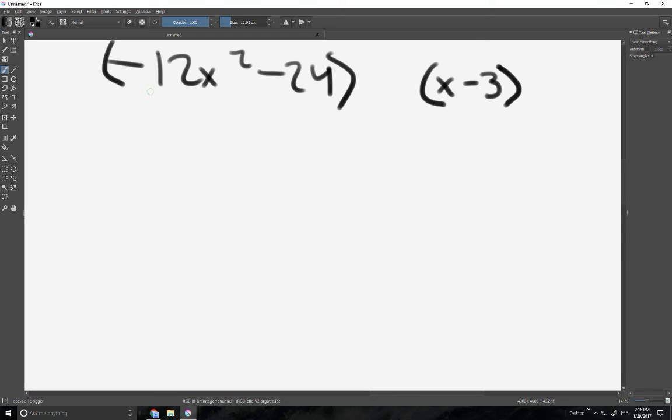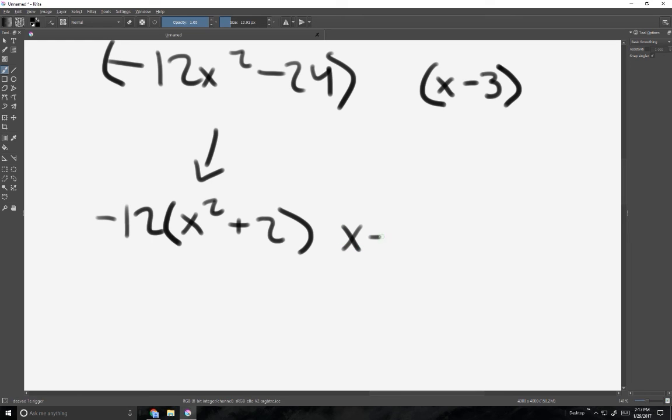You can factor out negative 12, and it will leave you with x squared plus 2. And then you should be left with x minus 3, which you can just write right next to it. So x minus 3, put your parentheses around, and you are done. And now you know how to factor.